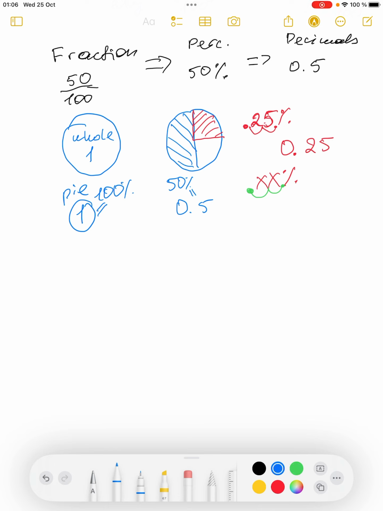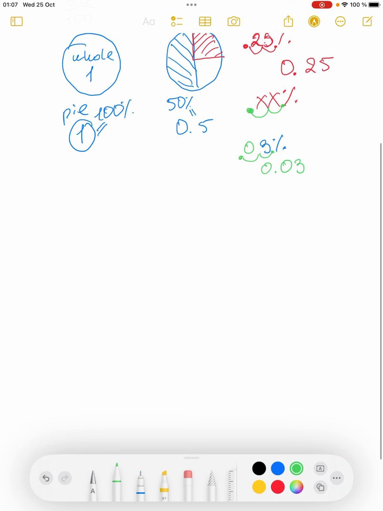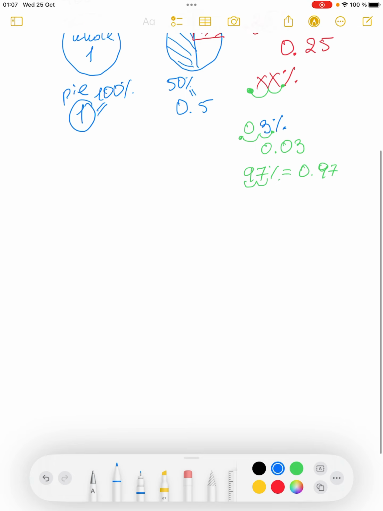So for example, if you have 3%, how would you write it in decimals? You take your point from here, 1, 2, 0.03. Okay, makes sense? Hope it does. Or like 97% would be 1, 2, 0.97.